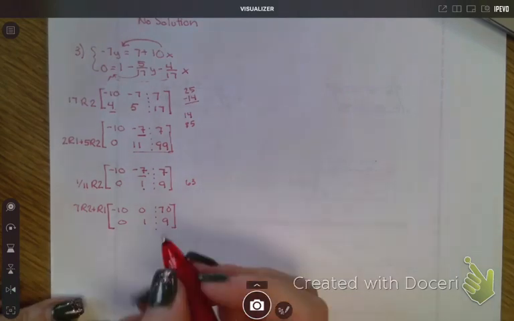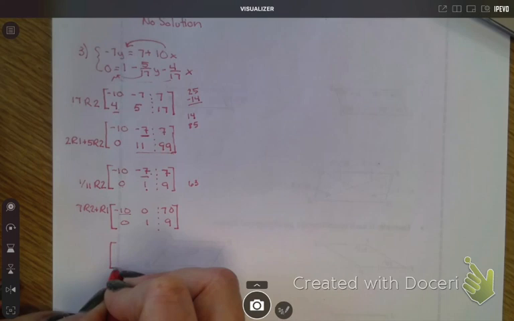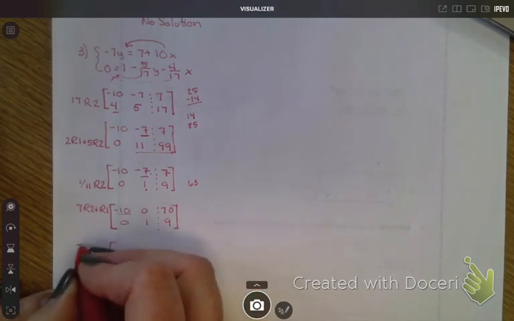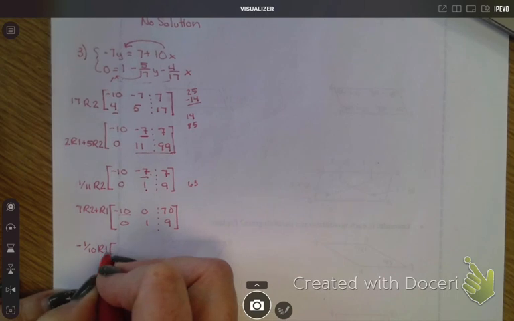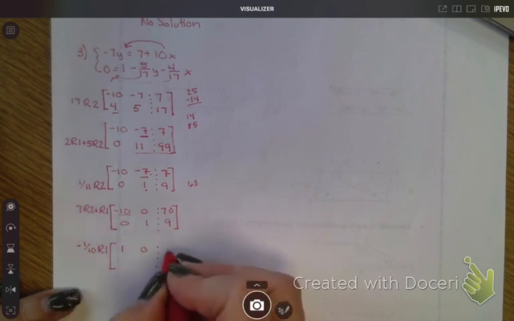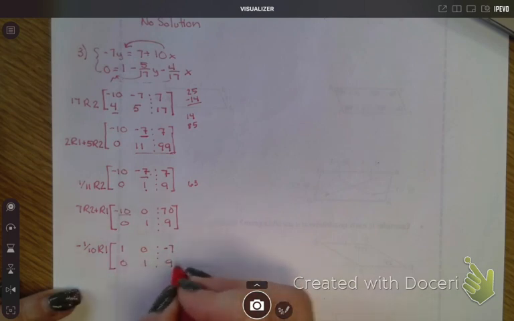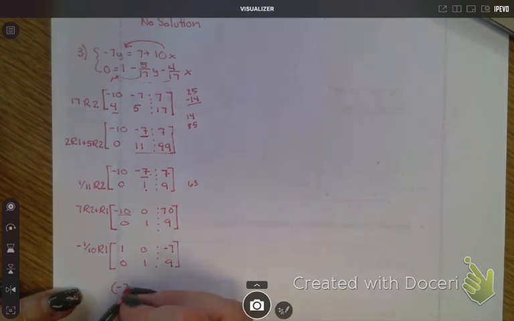And then lastly, I just need to get that -10 to be a 1. So negative, because I want it positive, and the reciprocal. So I get 1. So that would be 1, 0, -7, and 0, 1, 9. And so my solution is -7, 9.